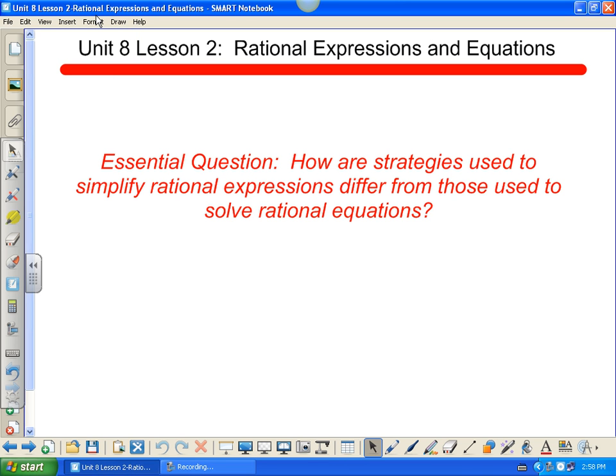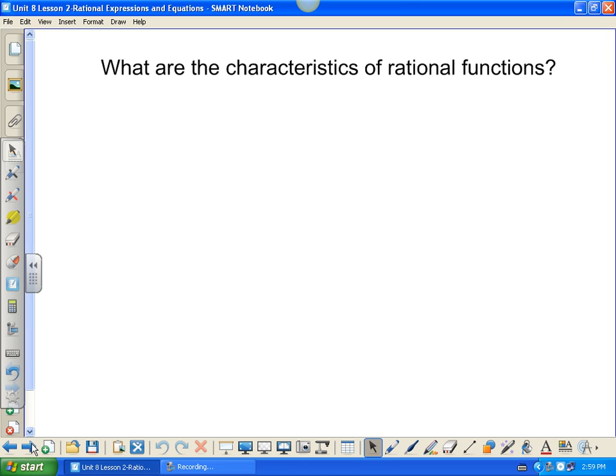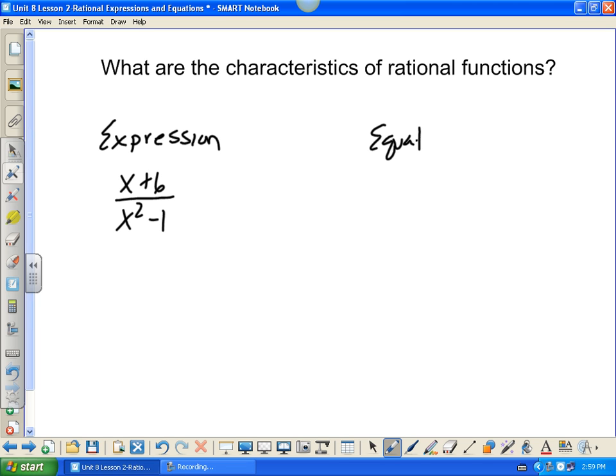Okay, in today's lesson, we are going to learn strategies to simplify rational expressions and how those differ from equations. So the first thing I'd like to stress is just the difference between an expression versus an equation. An expression might look like this, but an equation is going to contain an equal symbol.